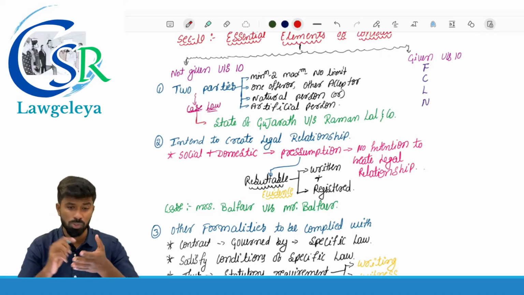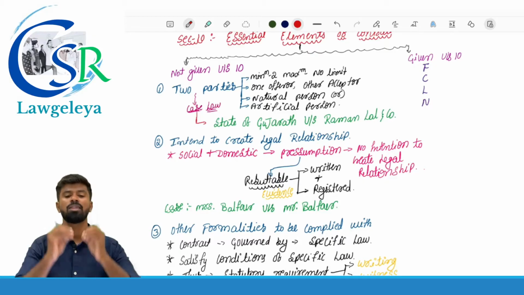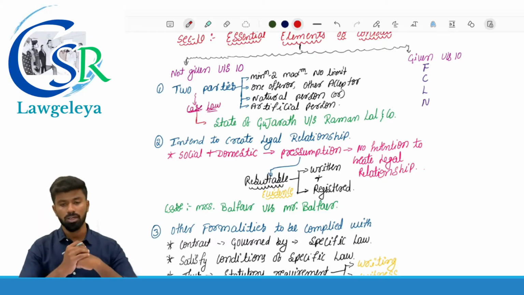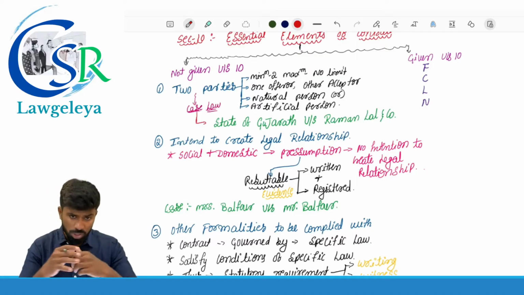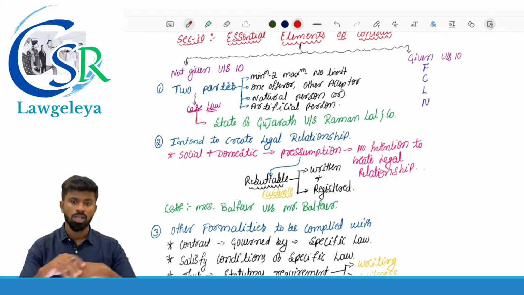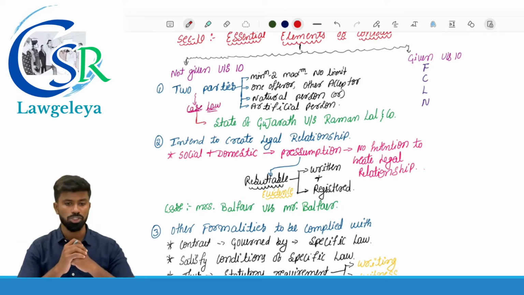So if you have the social agreement or domestic agreement in the written form and if it is registered, is it enforceable by law? Yes, because you have the proof to prove that there is an intention to create a legal relationship. But in general, what is the presumption? In case of social agreement, that is between the friends, domestic agreement between the family members, there is a presumption that there is no intention to create a legal relationship.